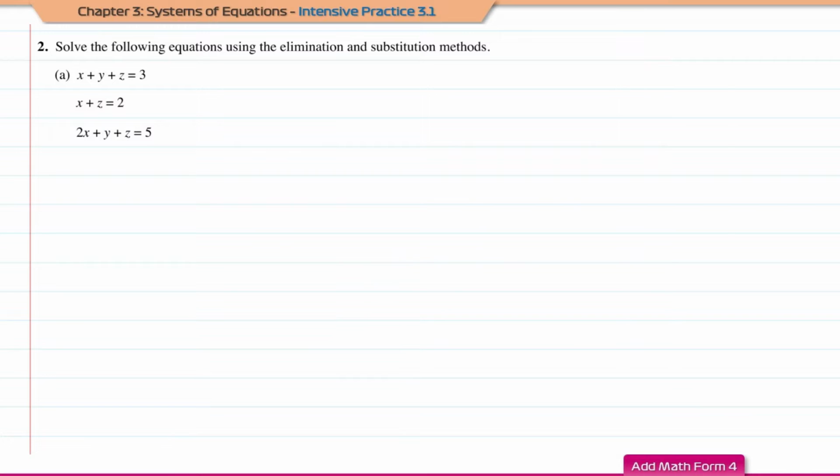Question number 2, solve the following equations using the elimination and substitution methods. So question A here, first of all, I'm going to label each of the equations as 1, 2, 3. So the first method, we're going to solve this using the elimination method.